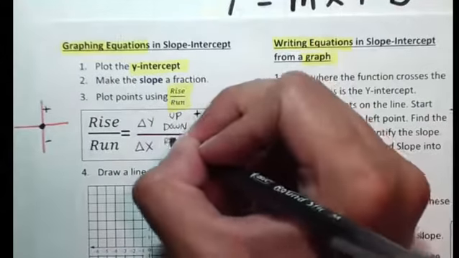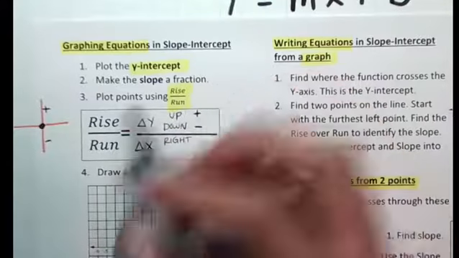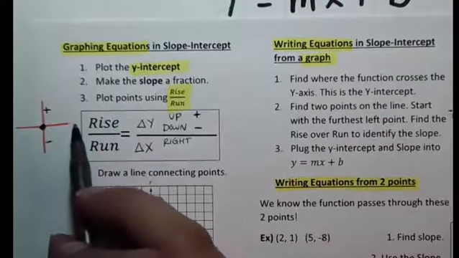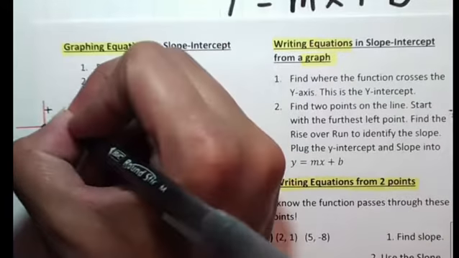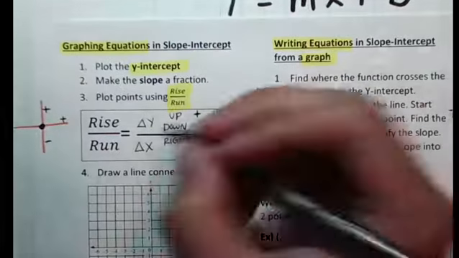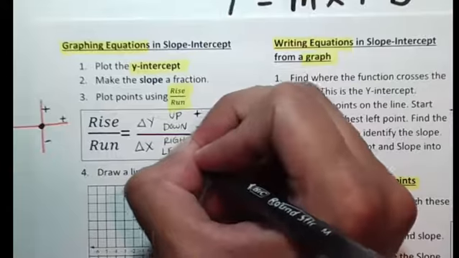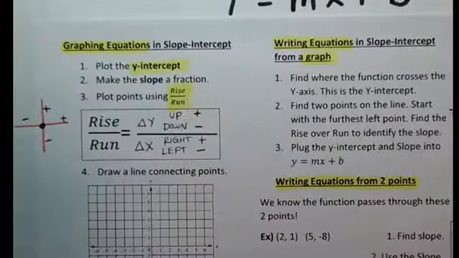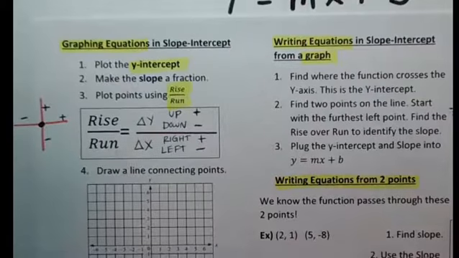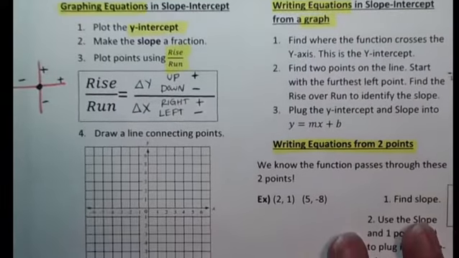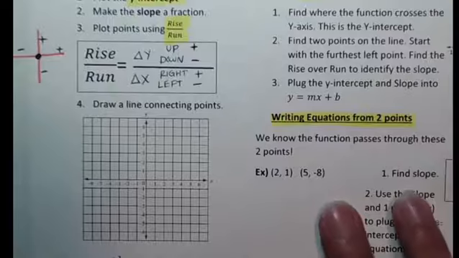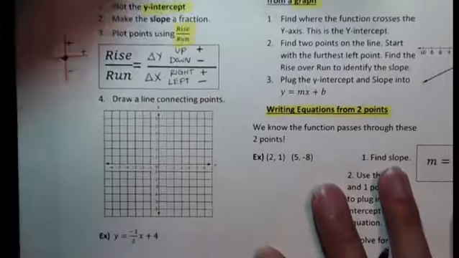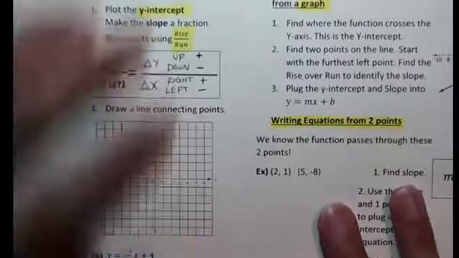Same thing for run. If I go to the right, so I'm at the origin and I move to the right, these are all positive numbers. If I move to the left, these are all negative numbers. So that always helps me remember if it's being added or subtracted. So let's take a look using these steps to plot the example that's given.